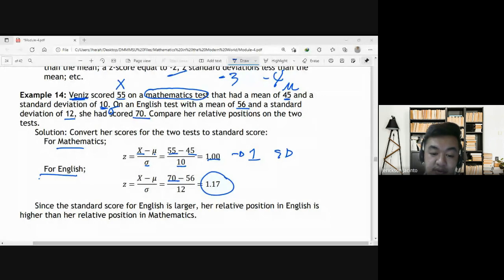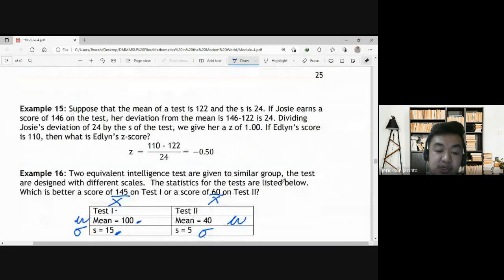Okay. So, yan po yung paraan ng pagkuha natin ng isang standard score. So let's say, suppose that the mean of a test is 122 and the standard deviation is 24. Jose earns a score of 146 on the test. Josie pala, hindi Jose. Her deviation from the mean is 146 minus 122, which is 24. Okay?